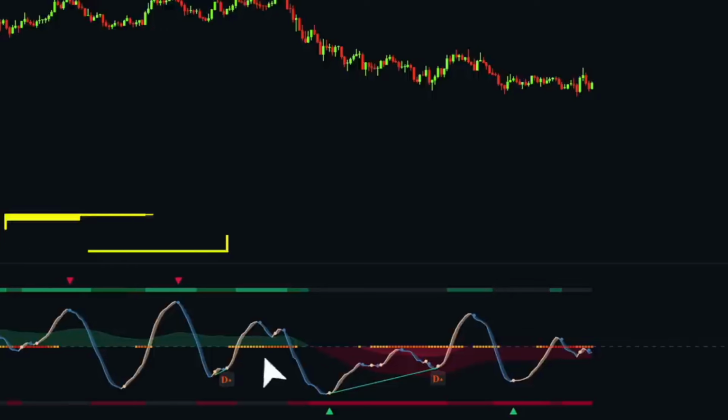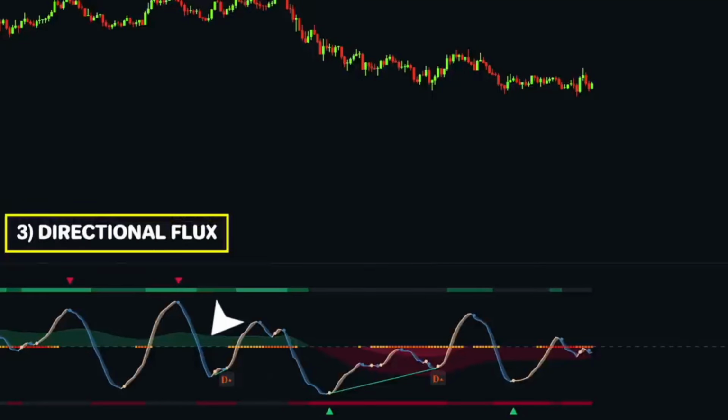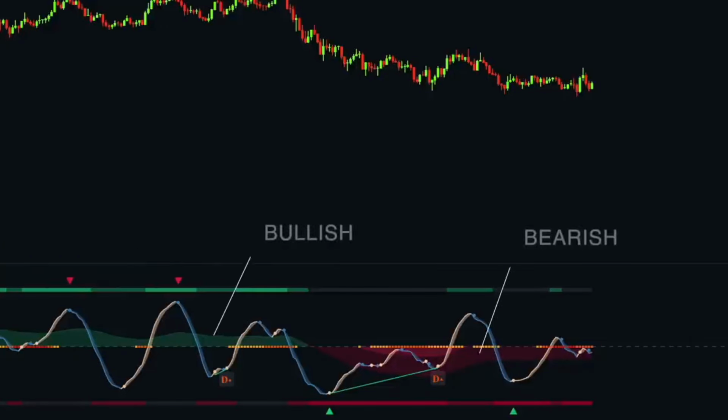The second component is squeeze bars. The original squeeze concept is based on the relationship between the Bollinger Bands and Keltner channel. The third component is directional flux. This component measures the overall direction of price volatility, offering insights into trend sentiment presented as waves in the background.